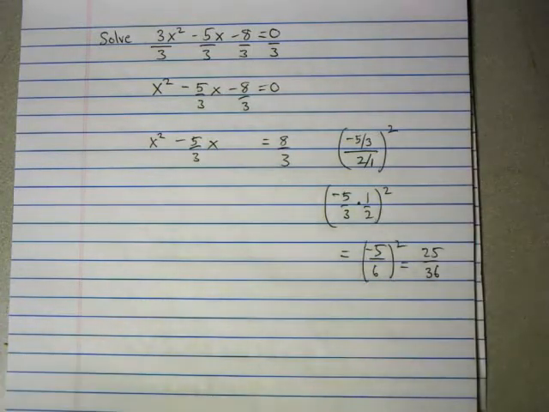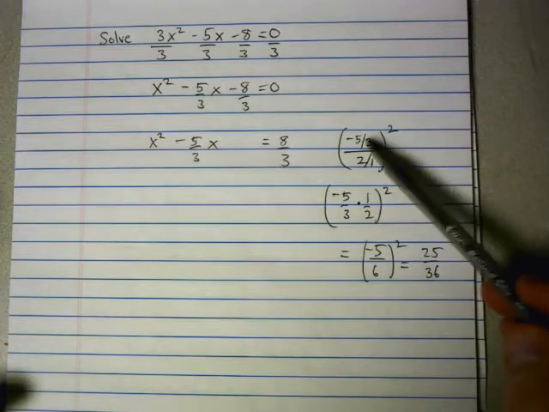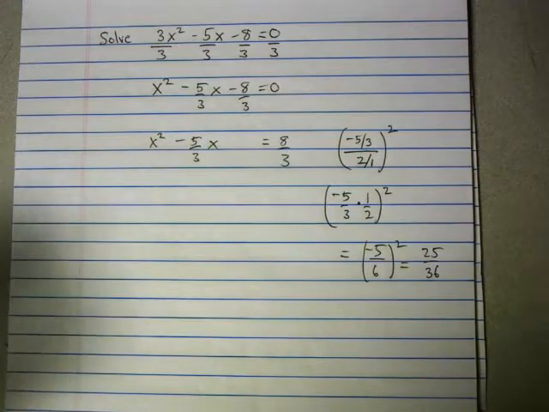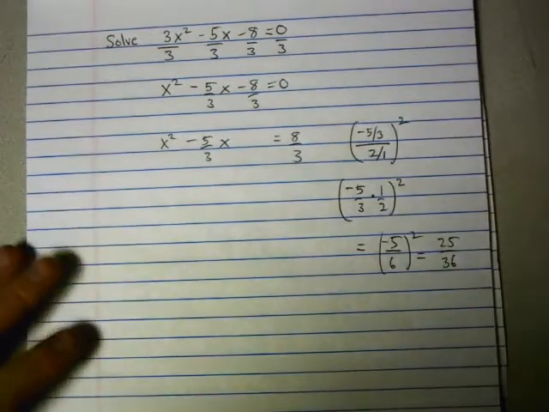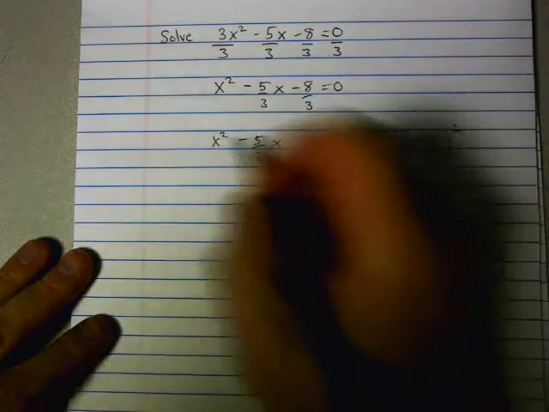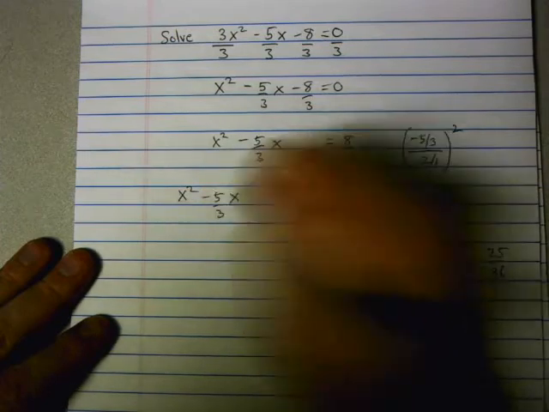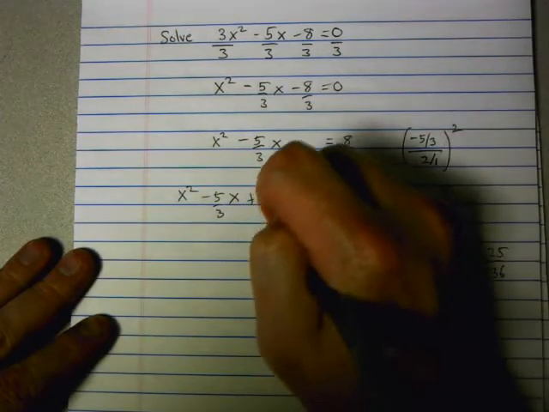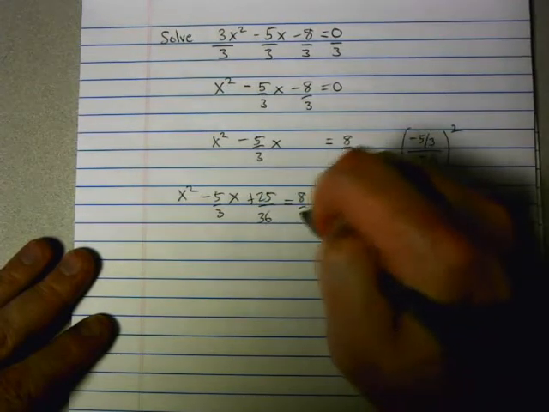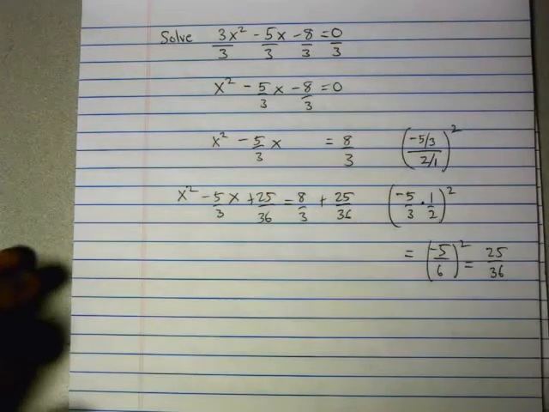Of course, there's absolutely nothing preventing you from using your calculator for this. Absolutely no reason why you couldn't take 5/3 and divide it by 2 on your calculator and then square. If that's what you want to do, wonderful. All right, so there's our magic number this time. So we're going to have x squared minus 5/3 x plus 25 over 36 equals 8/3 plus 25 over 36.